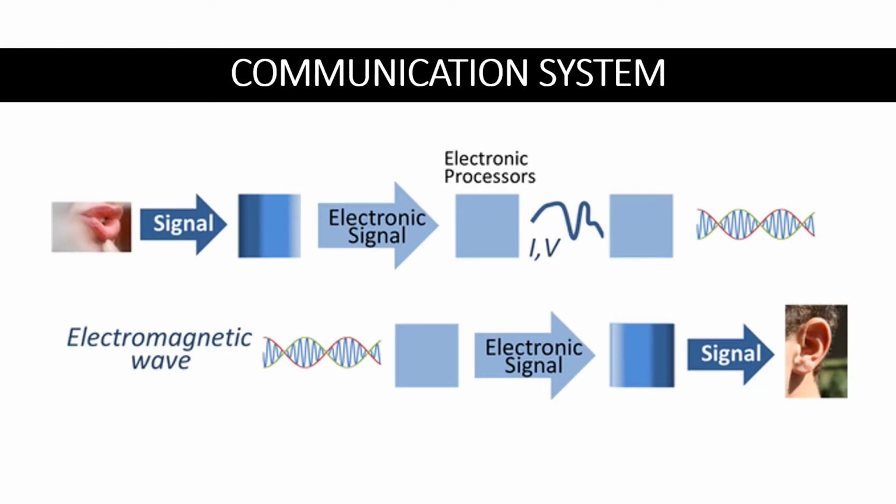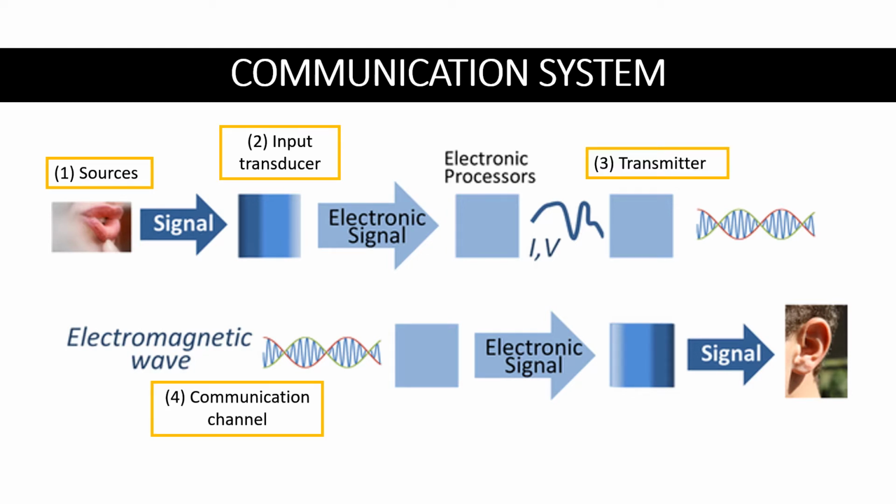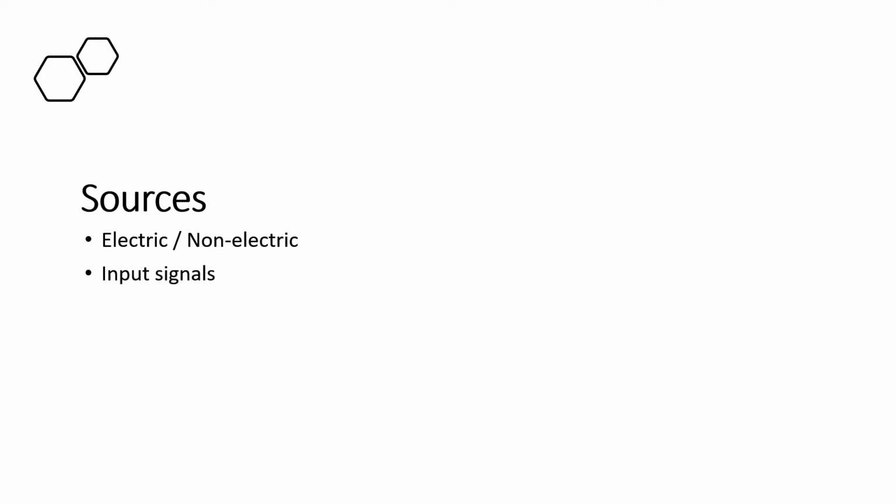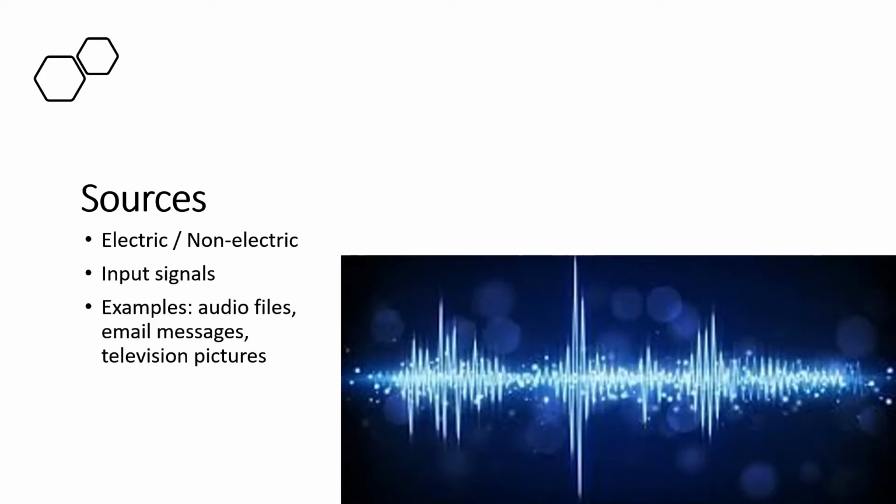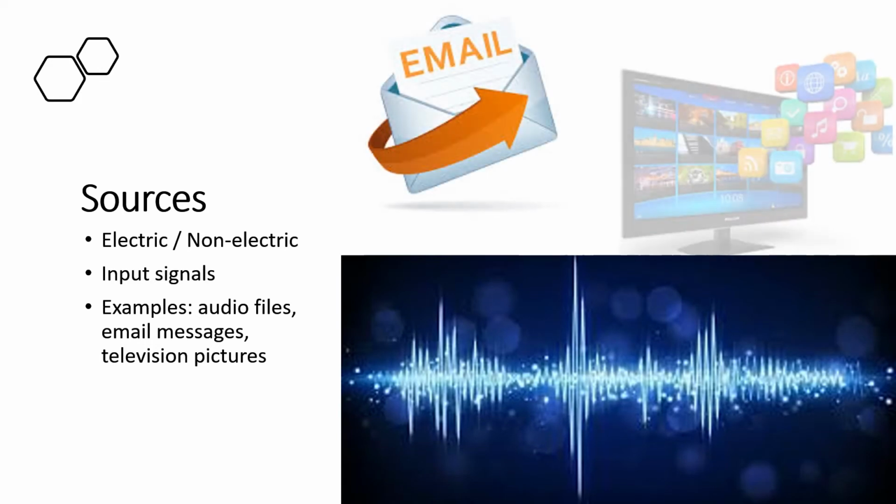Now, we will look in detail at the flow of the communication system. There are 6 key points will be discussed, which are sources, input transducer, transmitter, communication channel, receiver, and output transducer. First is the sources. It can be classified into two types, either electric or non-electric. They are actually the input signals. Example of sources are audio files, email messages, television pictures, and many more.